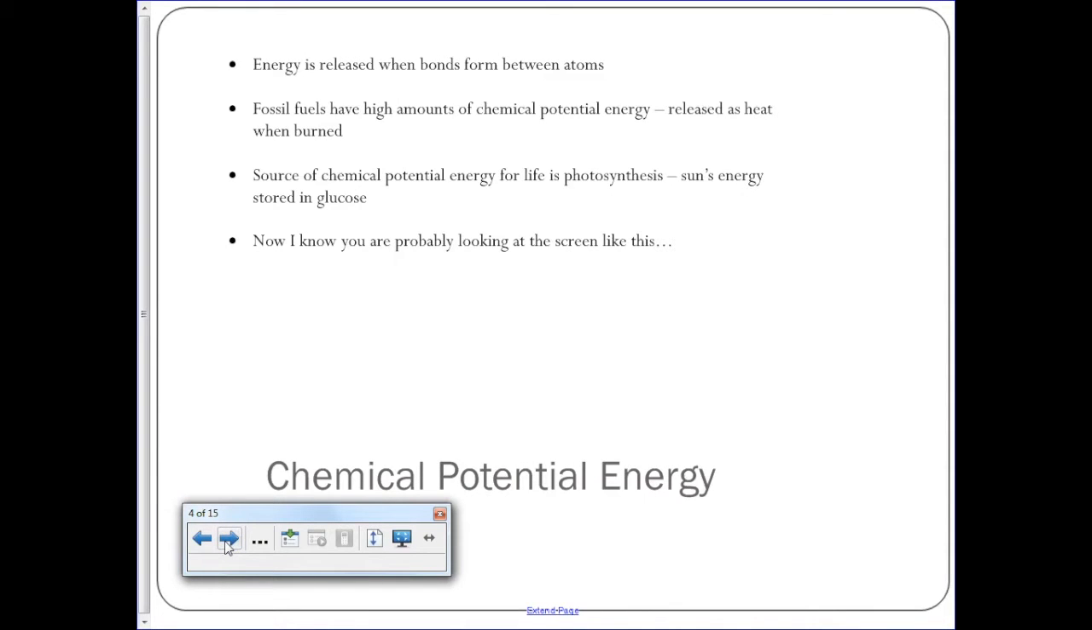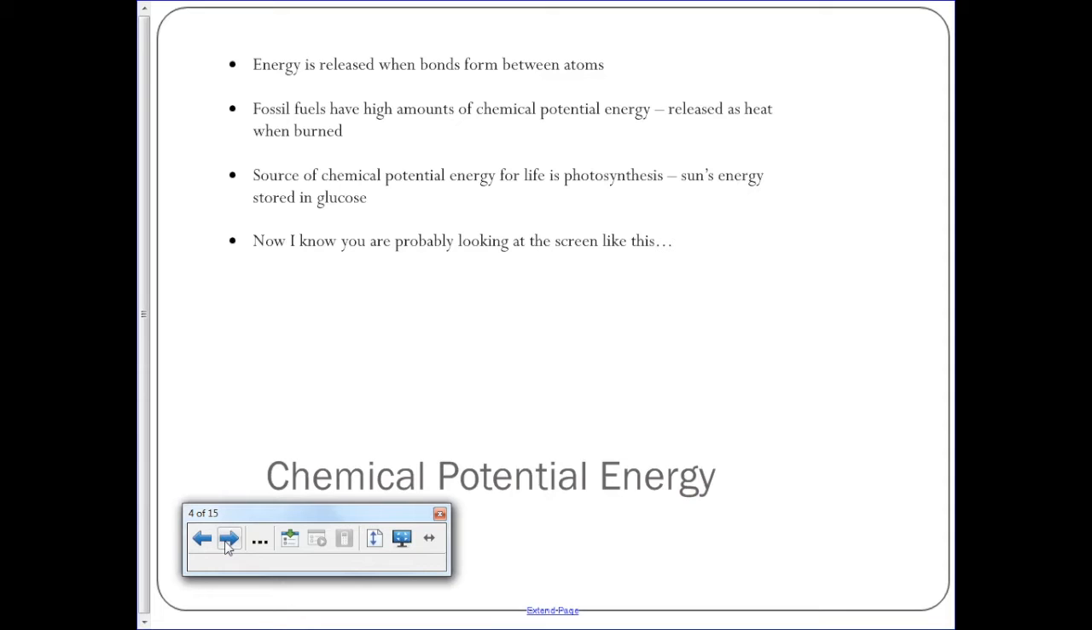Chemical potential energy. Energy is released when bonds form between atoms. And again, this kind of goes back to our chemistry section, but fossil fuels have a high amount of chemical potential energy, which is released as heat when it burns. When you think about your car running, as the fossil fuels continue to burn in the engine, your engine heats up. That is a direct result of heat being released and breaking those bonds in the fossil fuel. The source of chemical potential energy for life is photosynthesis. It's taking the sun's solar energy and storing it in the form of glucose.